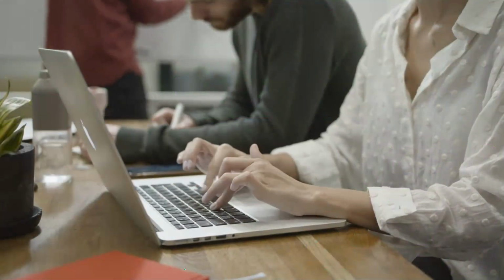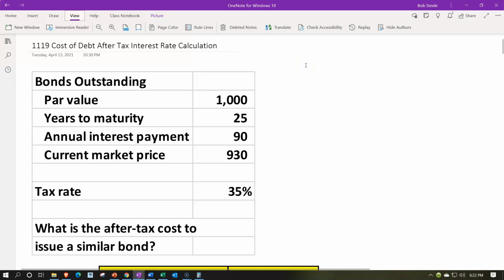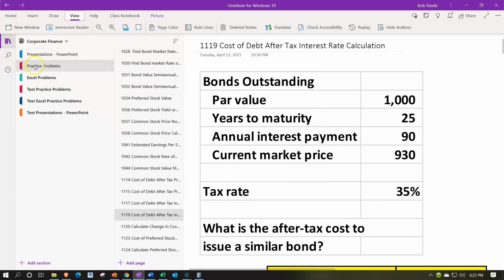Get ready. It's time to take your chance with corporate finance. Here we are in OneNote. If you have access to OneNote and would like to follow along, you're not required to, but if you would like to, we're in the icon on the left-hand side in the Practice Problems tab, and then in the 1119 Cost of Debt After Tax Interest Rate Calculation.